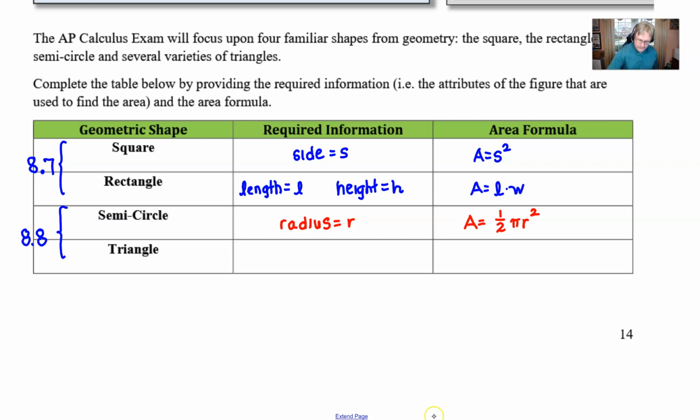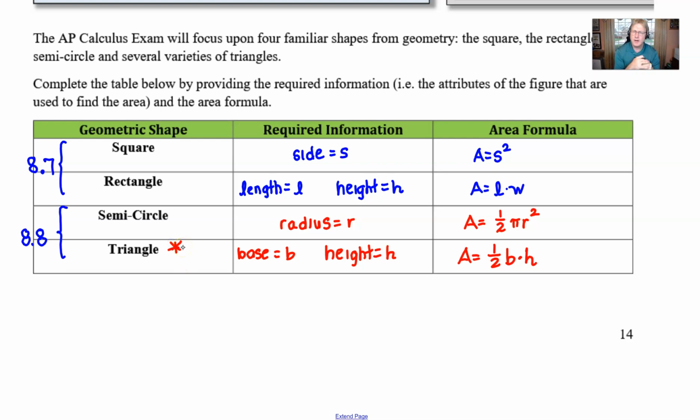Now, for the triangles, we need to know really a couple of different things. We need to know a base that I'll just call b, and a height that we'll call h. And of course, hopefully you recall from previous geometry courses that the area of a triangle is 1/2 base times height.